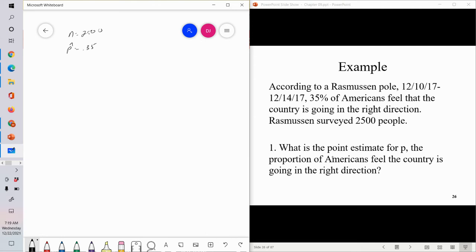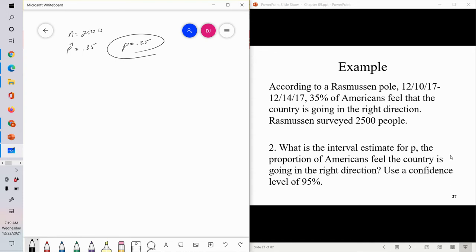Okay. Number one, what's the point estimate for p? This is complicated. Don't lose this. If p-hat is 0.35, our best estimate for p is that p is approximately 0.35. And there's your point estimate for p. Okay, so that shouldn't be horrible.